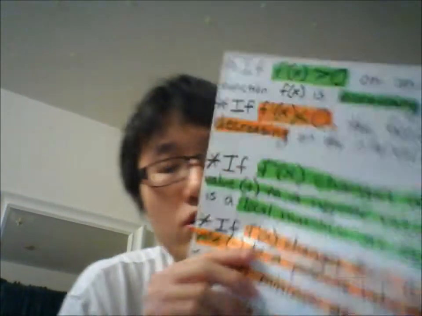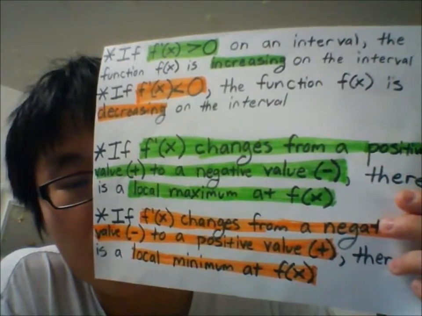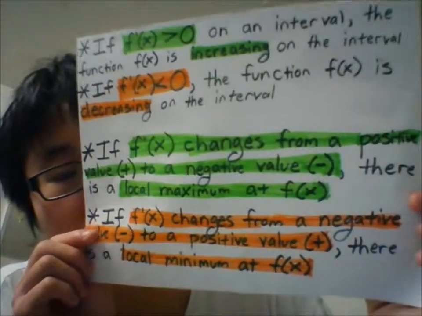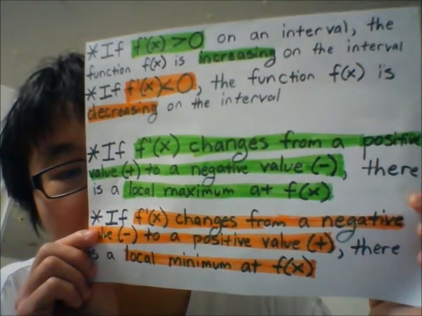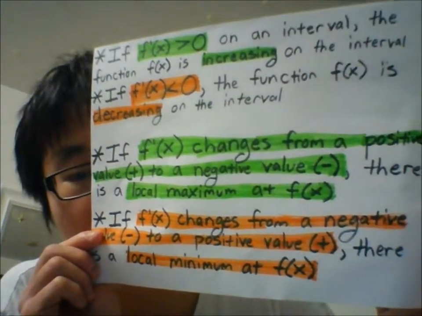The second thing you need to know is that when f prime of x changes from a positive value to a negative value, there is a local maximum at f of x. If f prime of x changes from a negative value to a positive value, there is a local minimum at f of x.